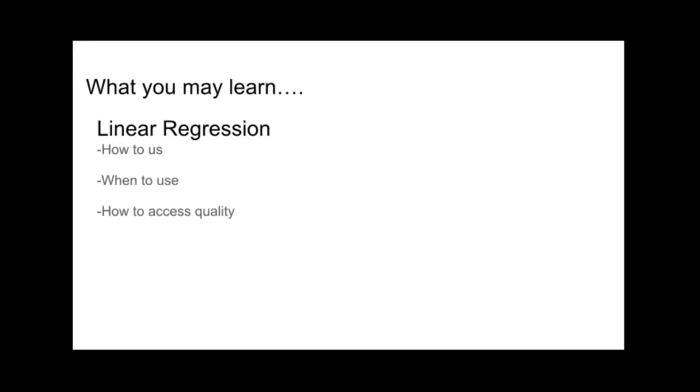Statisticians use regression to predict the value of one variable based on the value of another variable. In this lesson, you will learn how to use regression, when to use regression, and how to assess the quality of regression results.